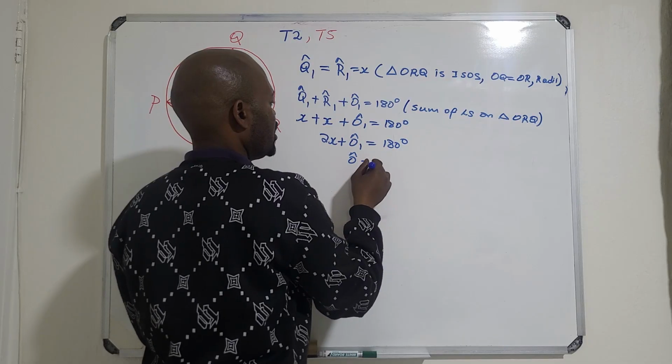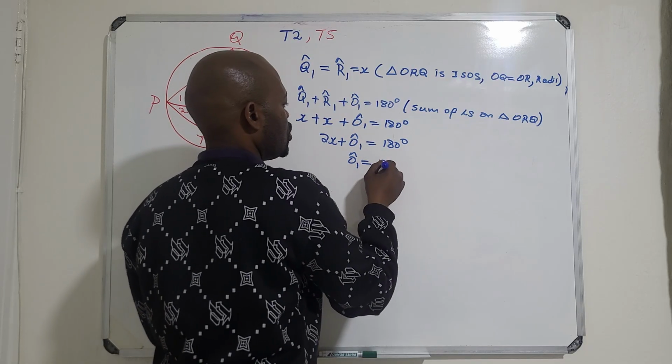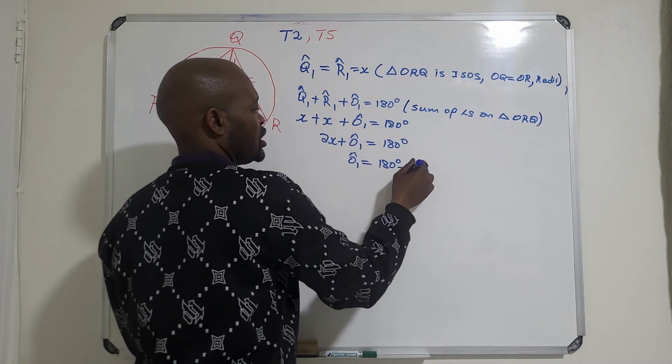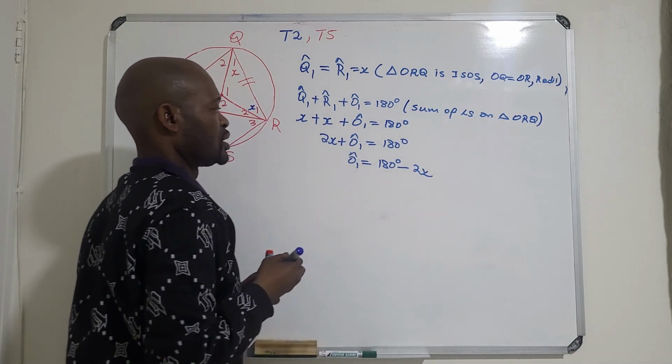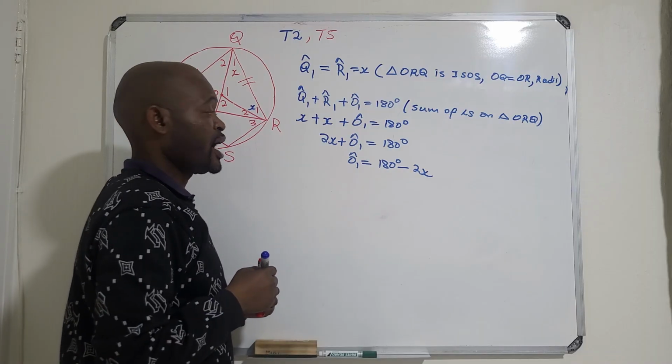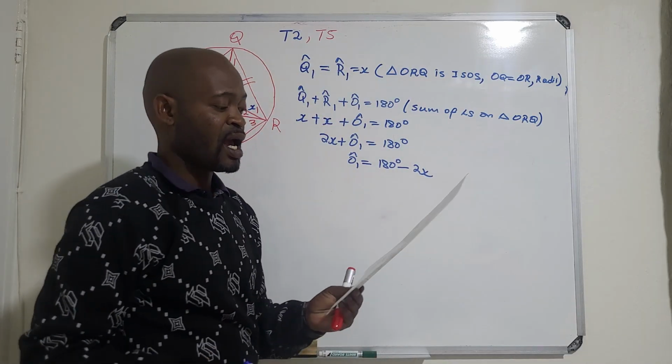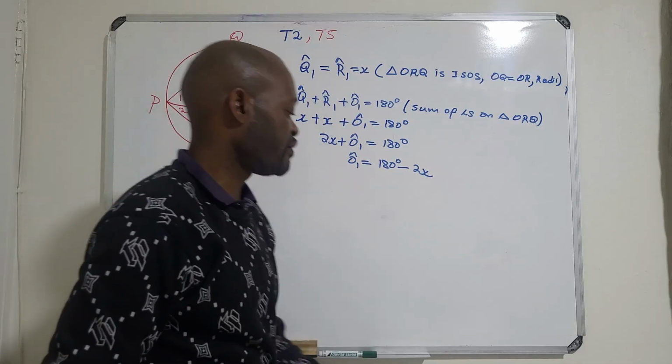Angle O1 is equal to 180 degrees. We take this to that side. It becomes O1 is equal to 180 minus 2x. They said we must calculate angle P1 in terms of x.